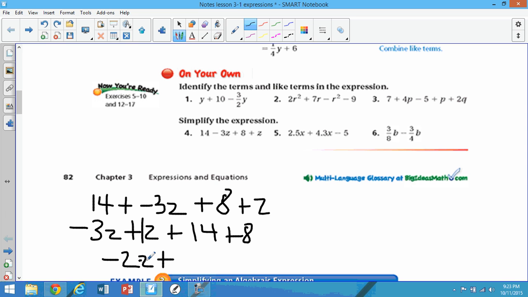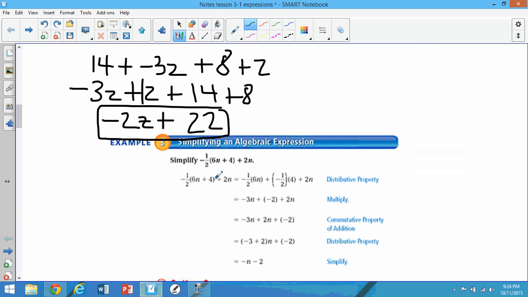Plus, now I'm going to put a little hash mark there so you know that's a z. Plus, now I have 14 plus 8. So that equals 22. So that would be my simplified answer. Negative 2z plus 22. If you got that wrong, I'd like you to go back and rewatch your video. If you got it right, then you can move on.